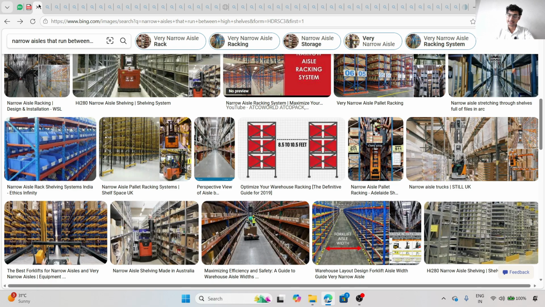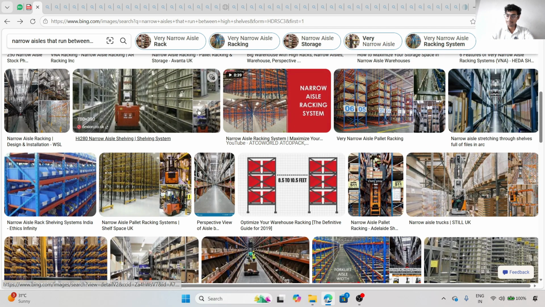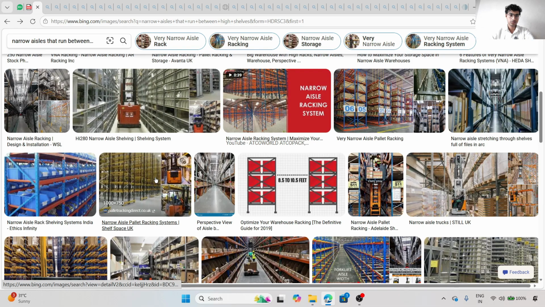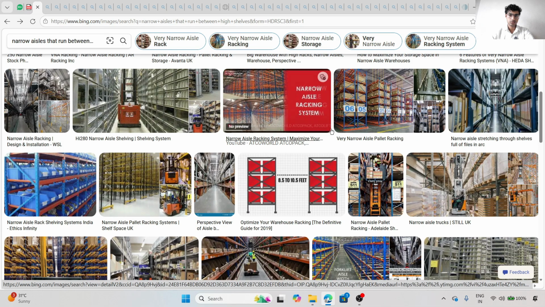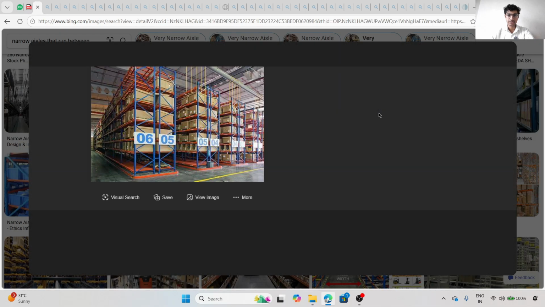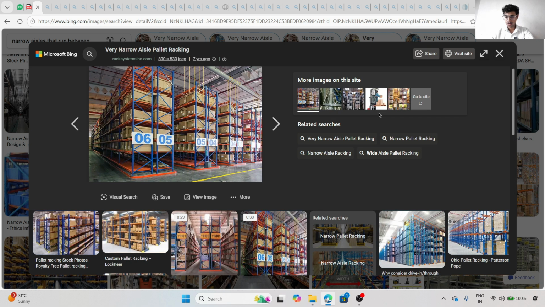It says it has narrow aisles that run between high shelves stacked with products, and has tiled floorings. You can see this statement over here. What it has said is that it has narrow aisles that run between high shelves that are stacked with products, and has tiled floorings.